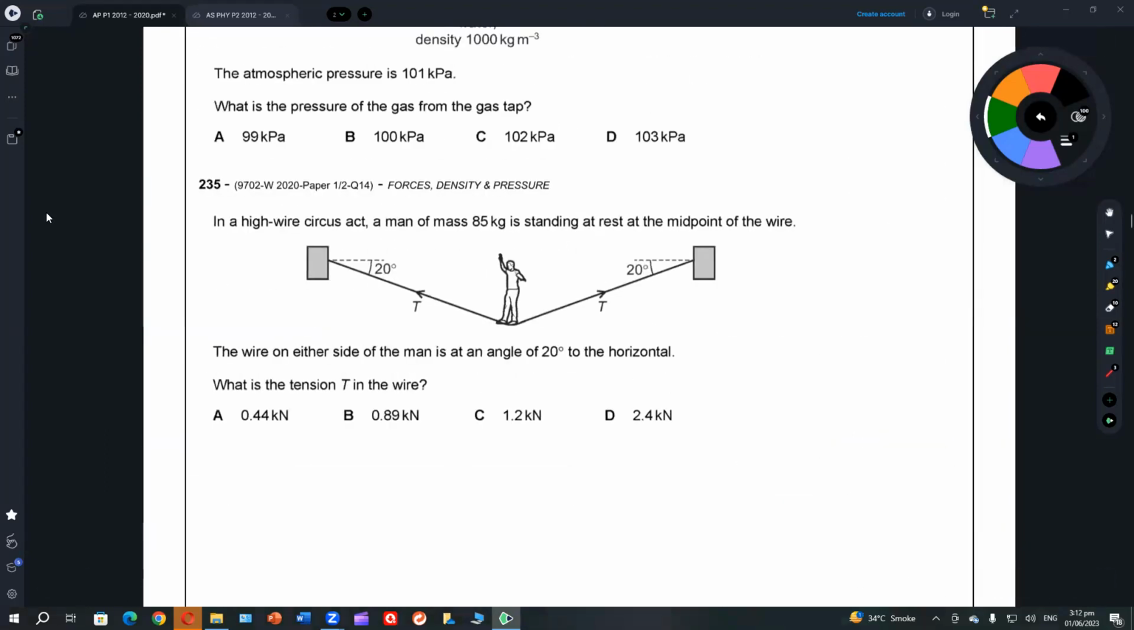Now, in a high wire circus act, a man of mass 85 kg is standing at rest at the midpoint of the wire. The wire on either side of the man is at an angle of 20 degrees to the horizontal. What is the tension in the wire?